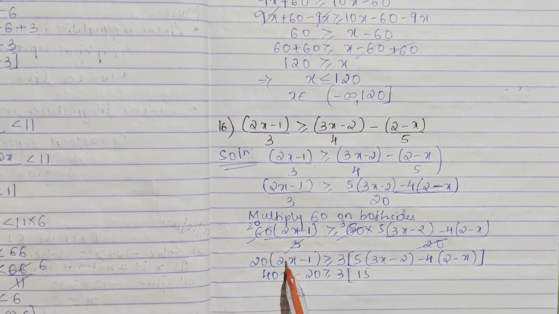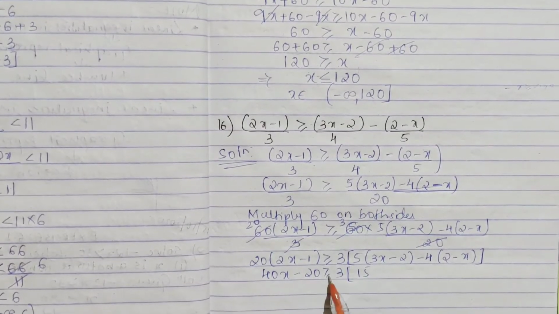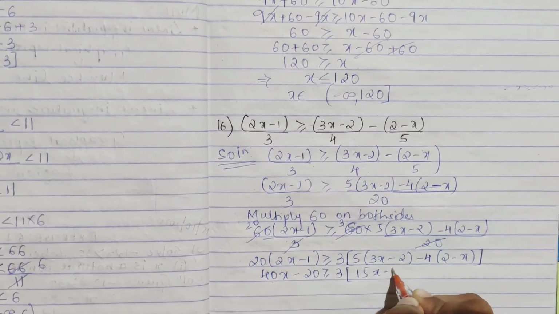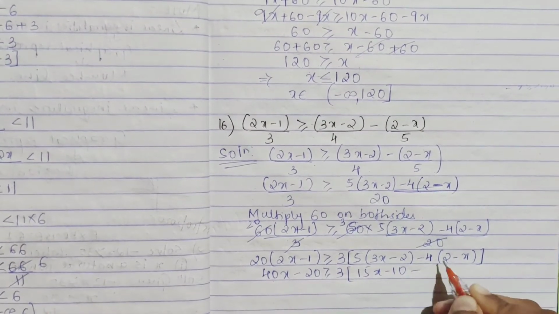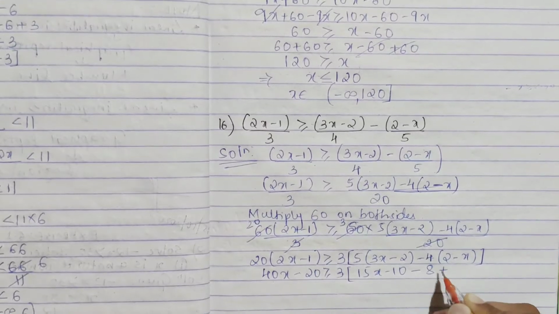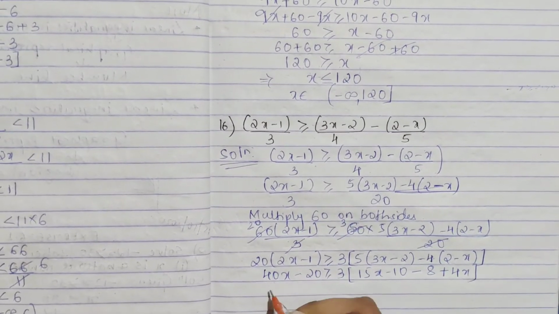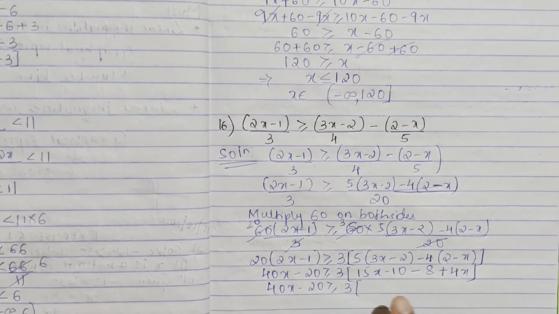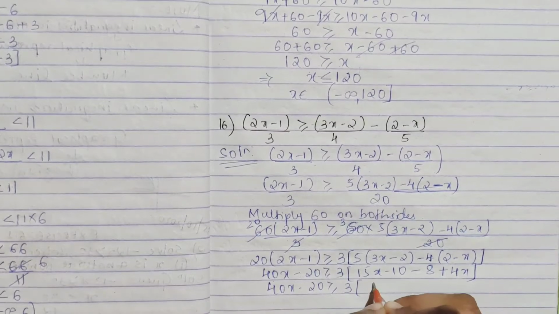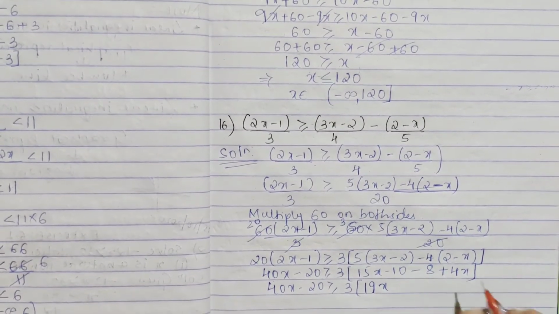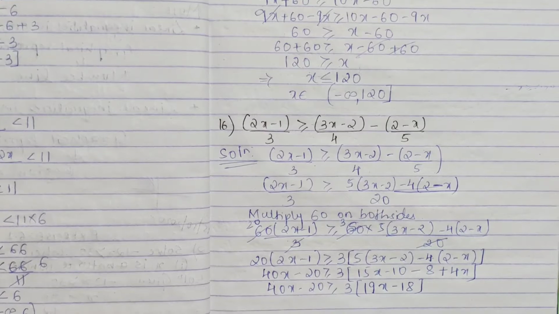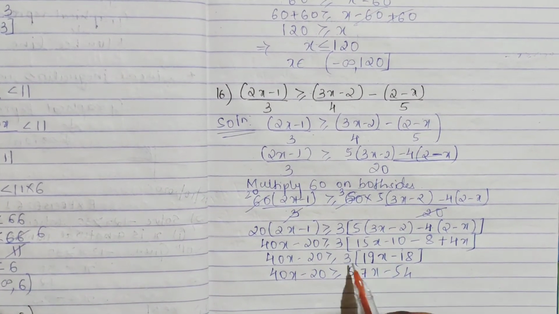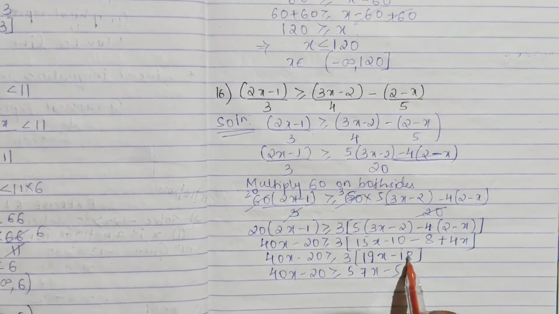Next, multiplying the same way, it becomes 20 into 2 is 40x minus 20 1s are 20, greater than or equal to 3. First keep it, first multiply this part: 5 3s are 15x minus 5 2s are 10, minus 4 2s are 8, minus minus becomes plus 4x. Keep this. First we'll simplify this inside: 15x plus 4x is 19x, minus 10 minus 8 is minus 18, right? So again you have 40x minus 20 greater than or equal to, I have multiplied this, right? 3 into 19 is 57x minus 3 into 18 is 54.